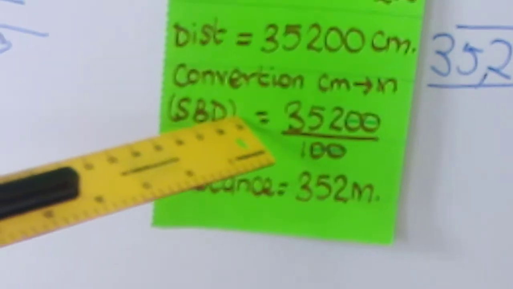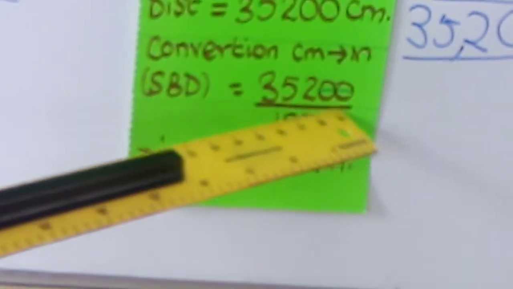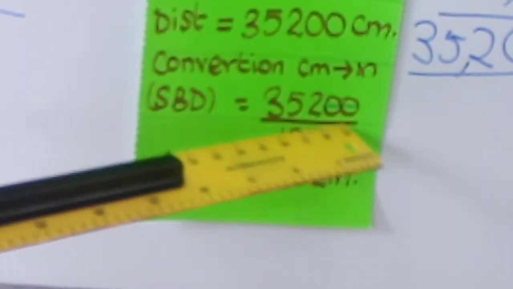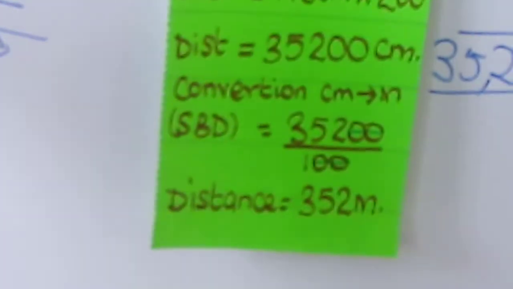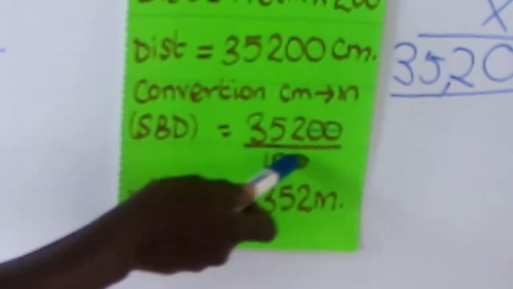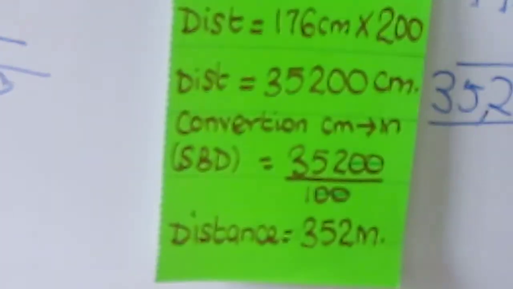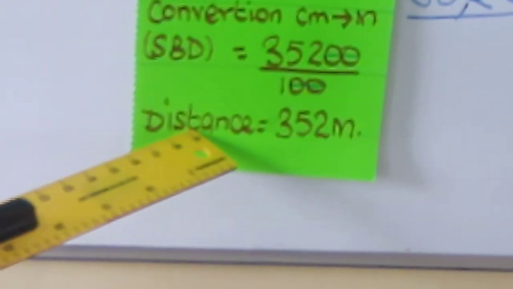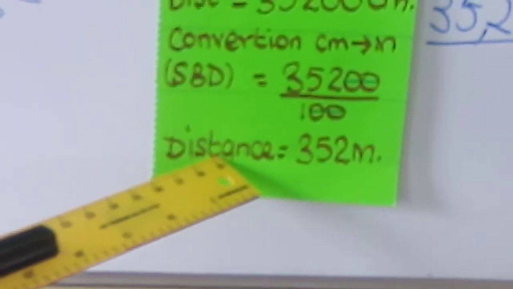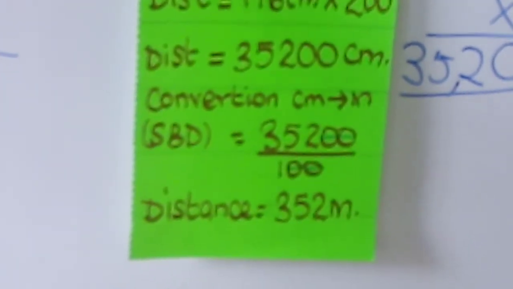And so we are dividing 35,200 centimeters by 100. Why by 100? Because 100 centimeters make 1 meter. That's why we are dividing by 100. And so the zeros have cancelled. The 2 zeros from the denominator cancel the 2 zeros from the numerator. And so we remain with 352. So the distance covered by this cyclist is 352 meters. I hope you have understood.